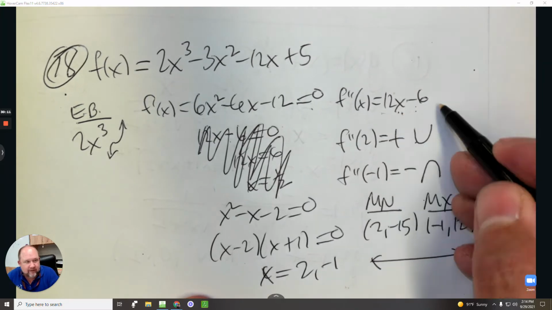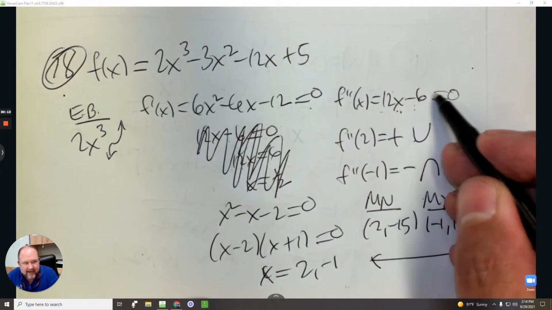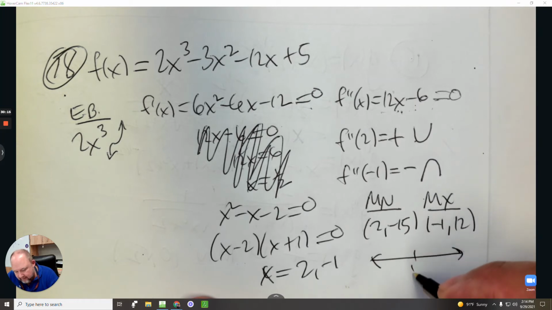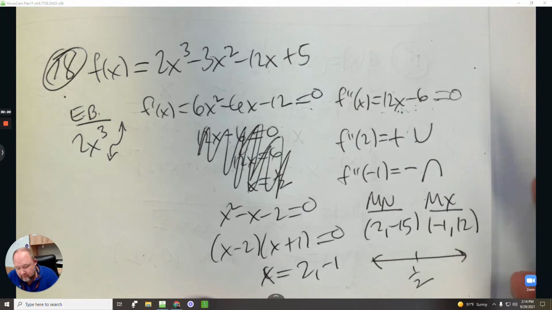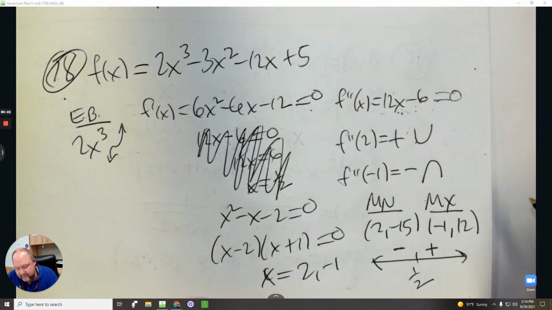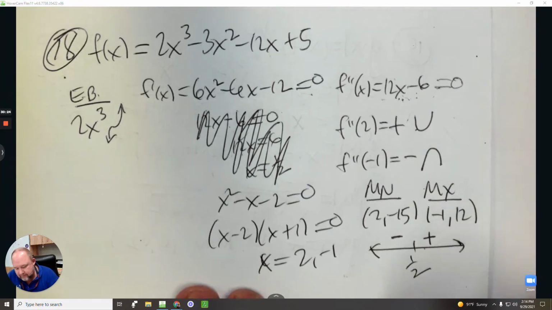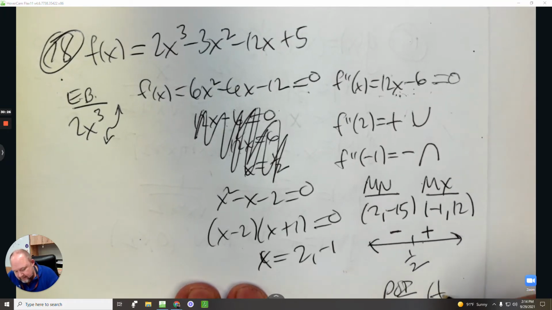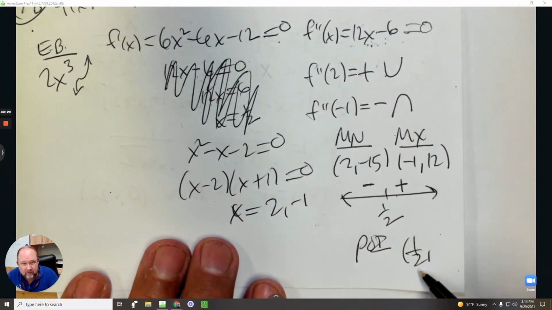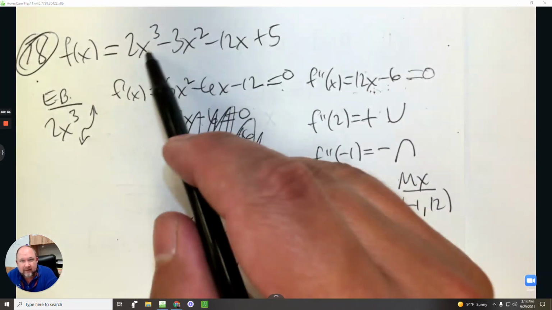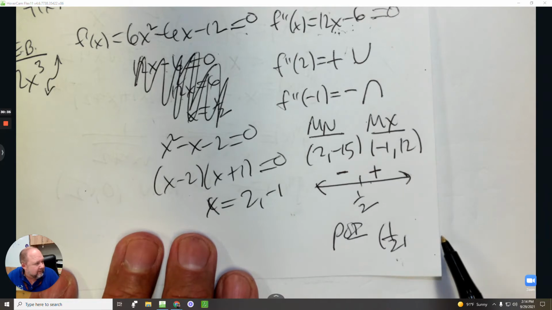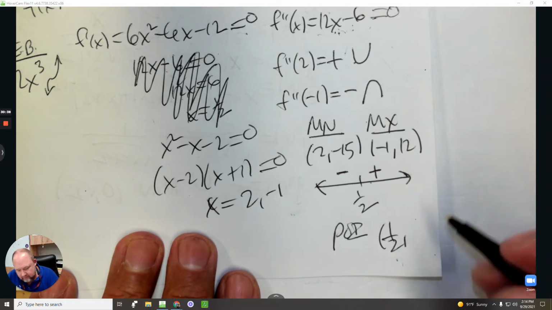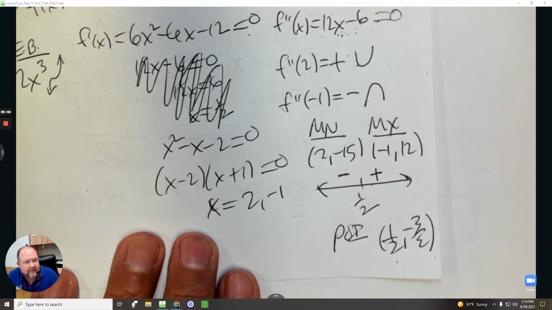If I solve this equal to 0 and add 6 and divide by 12, at 1/2 we have a point of inflection. So if I plug in a number smaller than 1/2 or bigger than 1/2, it's concave down and then up. So we have a point of inflection at 1/2. And then you take 1/2 and plug it into the function to find the y coordinate. And if you did that, it would be at negative 3 over 2. And then you put all of that information together and then sketch the graph.